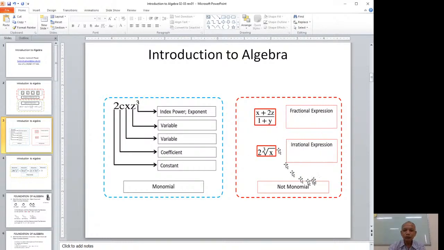Then these two do not represent a monomial.